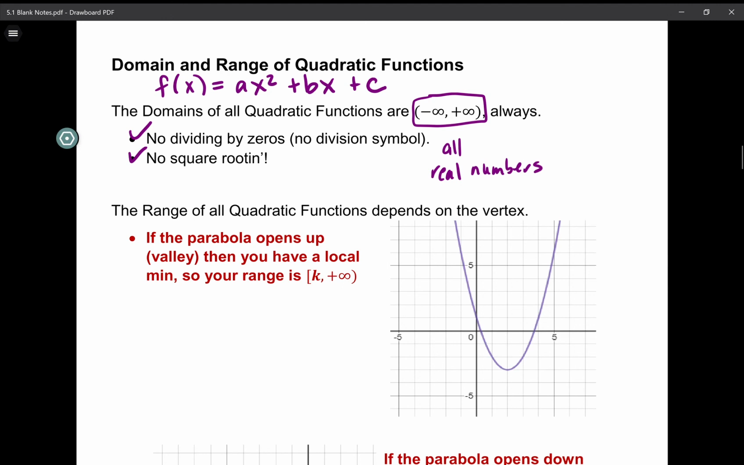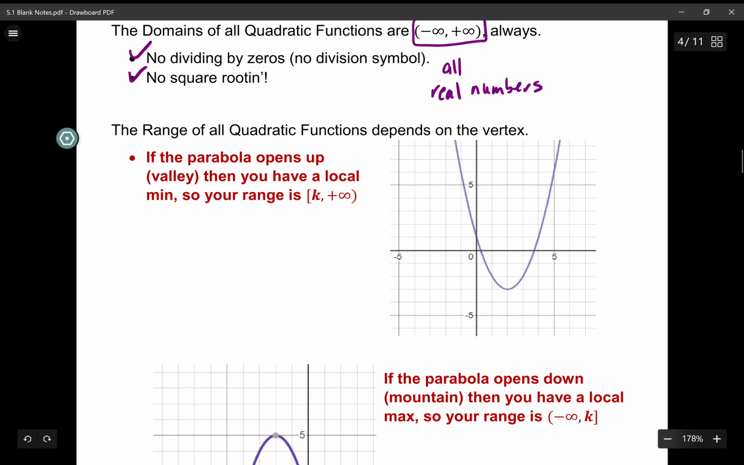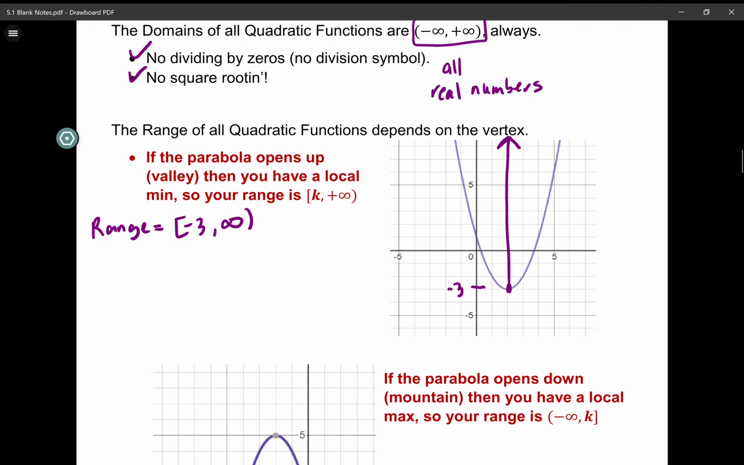So let's talk about the range. Well, the range depends on the vertex. If you have a vertex that's a minimum, a valley, your range is going to be from the vertex, your lowest possible value, on up to infinity. This value looks like it happens at -3. So for this example, my range starts at -3 and goes all the way to infinity. Domain all real numbers, range from -3 to infinity.